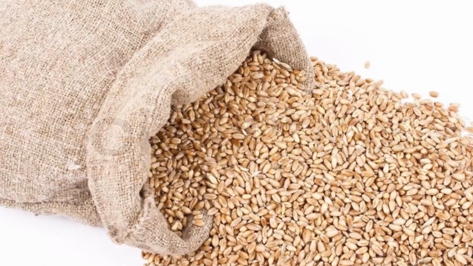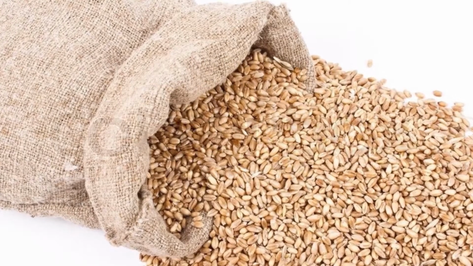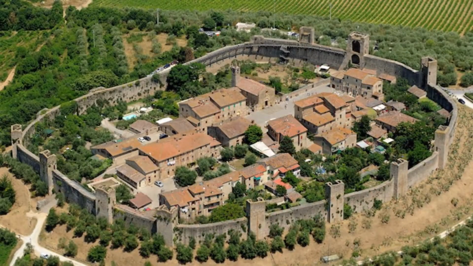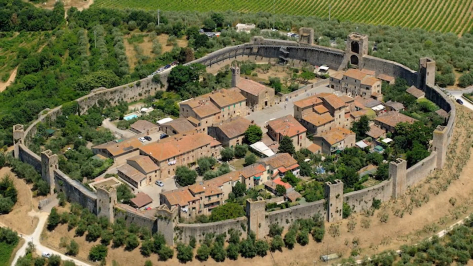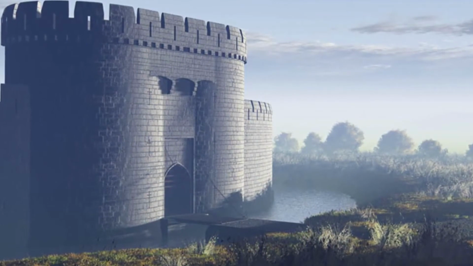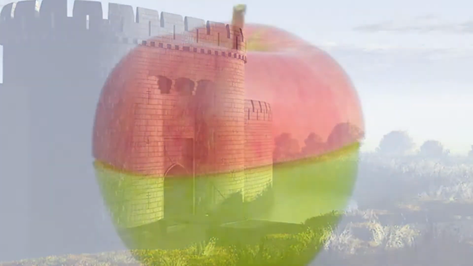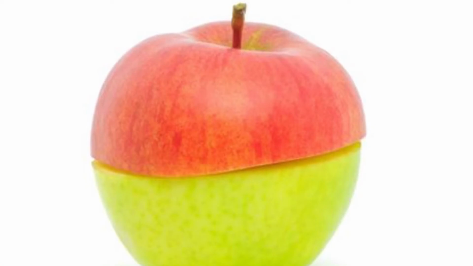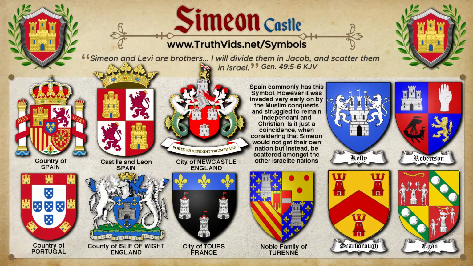The castle represented the scattering of Simeon, as they, like Levi, were to be scattered amongst the other tribes. Simeon, however, was given portions of land within Judah, so they had their own cities and territories, so therefore the castle symbol was appropriate. This means we'd expect to find these symbols amongst and in conjunction with the other tribes. So the castle symbol is especially prominent in Spain, Portugal and Gibraltar, but we must remember Spain very early on was overrun as early as 700 AD and struggled to return to Christianity for a very long time.